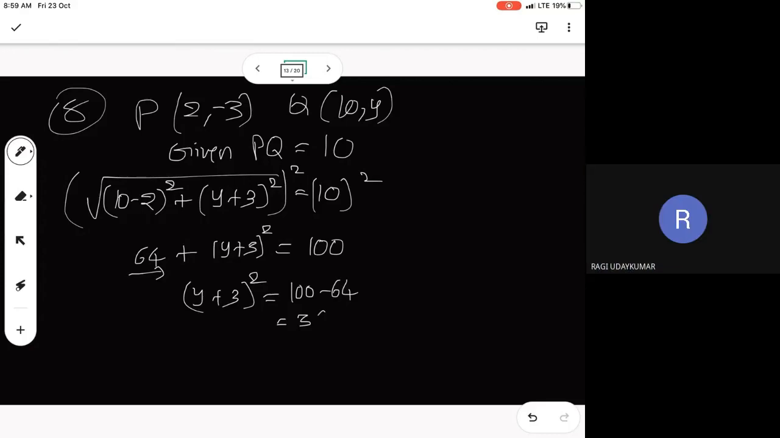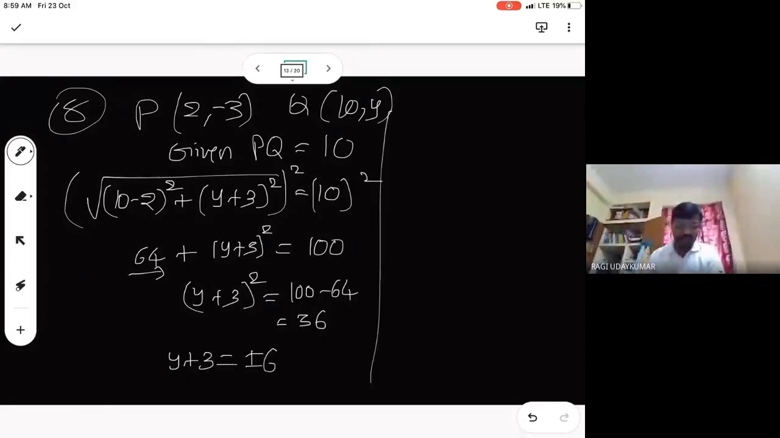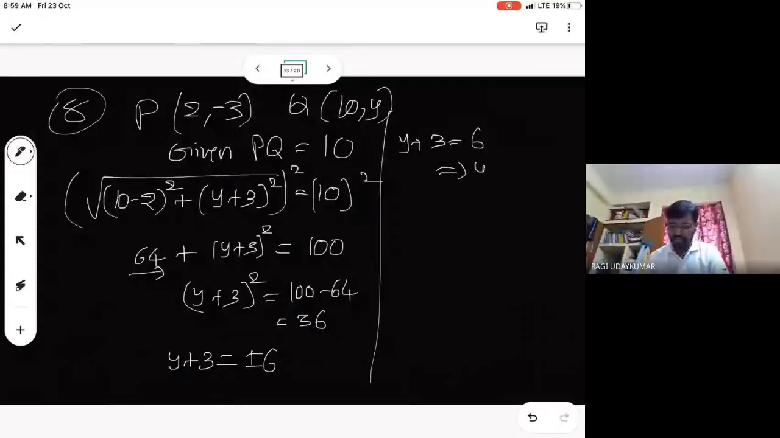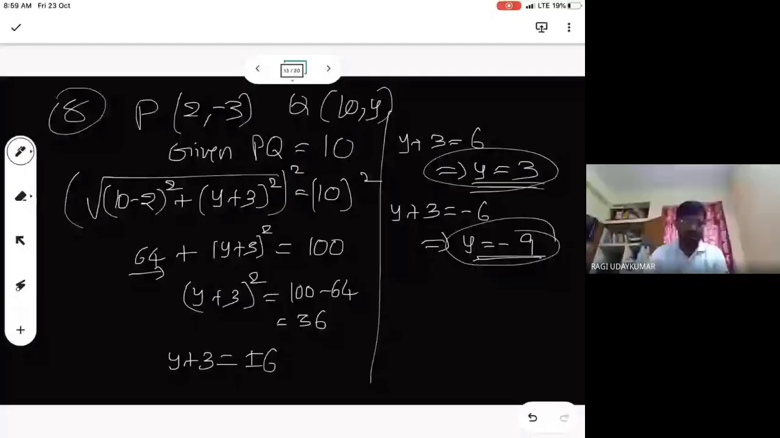So y plus 3 is equals to plus or minus 6 आ जाएगा. Y plus 3 equal to plus 6 भी हो सकता है, minus 6 भी, because minus 6 का whole square है तो 36 है. So two answers we are going to get, y value is what they are asking you to find out. समझ में आया? Yes, sir. समझ में आया ना?